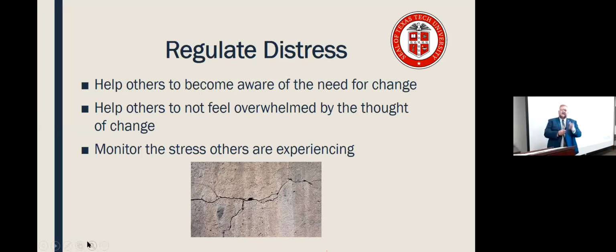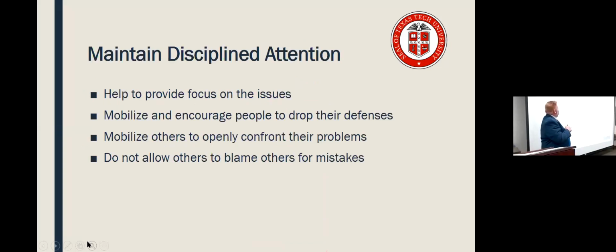Yeah. So the behaviors, let's get back into those. So maintaining disciplined attention. This is where we help because we've gotten on the balcony, we've taken a look at the challenge or issue, and we've gotten the opportunity to provide focus for the issue itself. This is also where we mobilize and encourage people to drop their defenses.